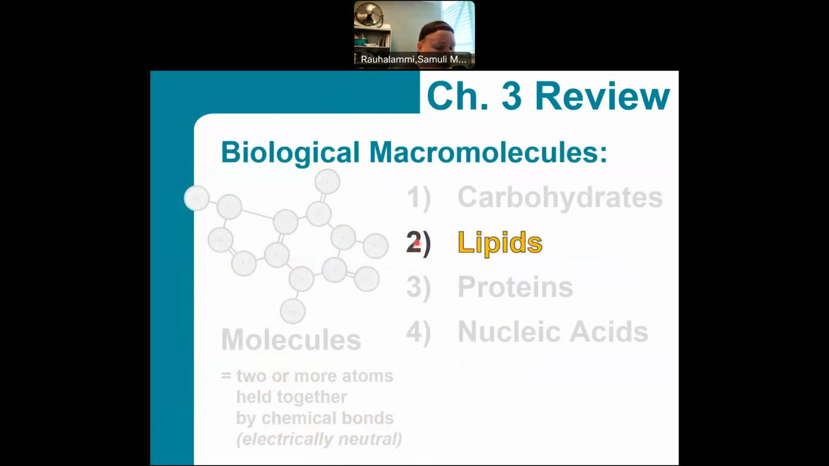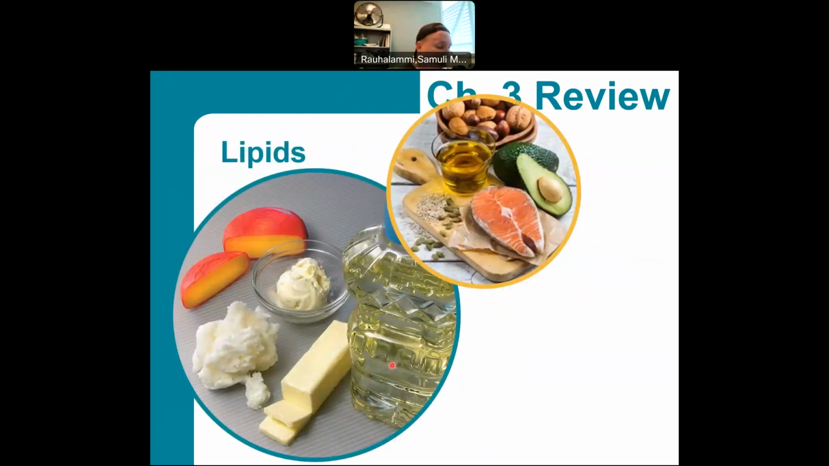Let's move on in our review and have a look at lipids as a biological macromolecule. When we talk about lipids, we're talking about fats. Some of the sources of lipids that my students typically list include oil, butter, lard, ice cream, and cheese, which contain high amounts of lipids. But remember, there are other dietary sources of lipids as well, such as fish, avocado, nuts, seeds, and olive oil, that are considered good sources of healthier lipids.